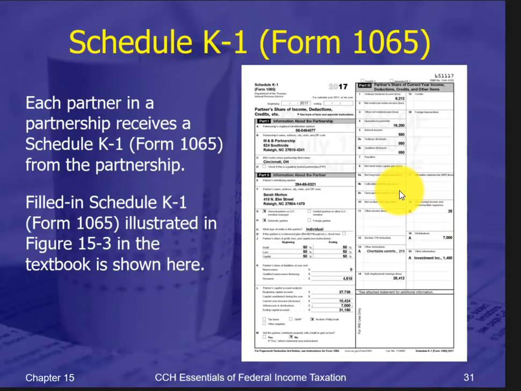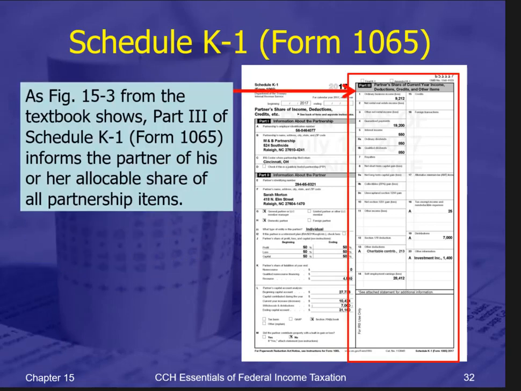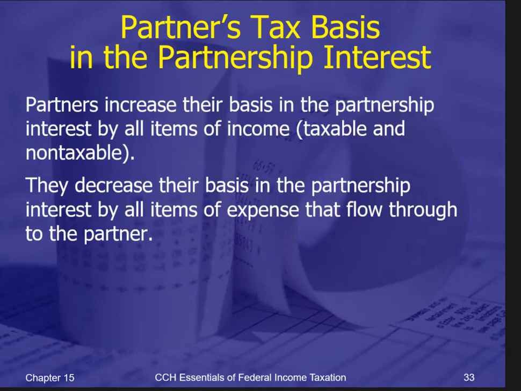So here is your K1, and this has the same pieces as the Schedule K we just looked at, but this is only for the particular partner listed. Okay. And so their percentage, if they're 50% partners, would be half of what was listed on the Schedule K. Right? We've already talked about this.